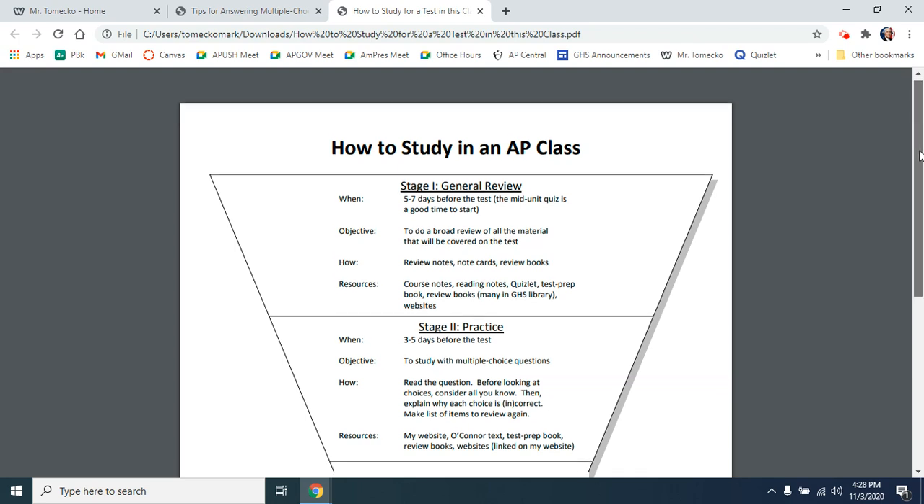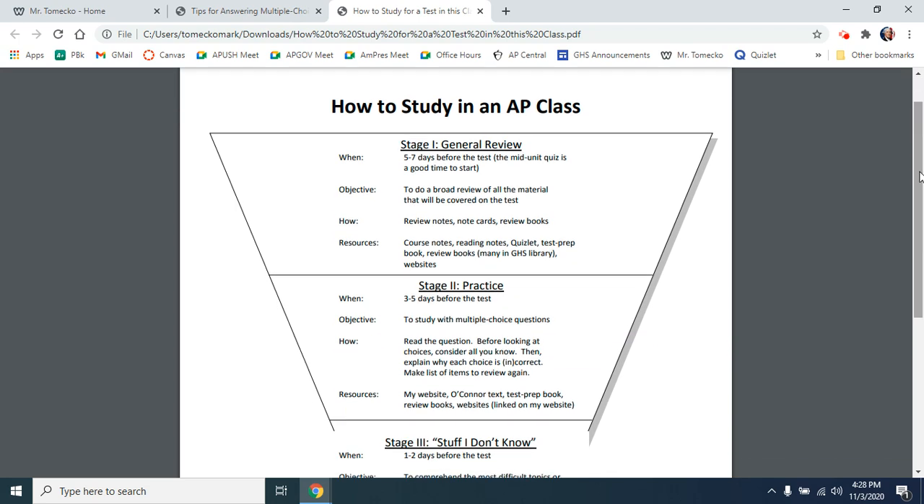So very quickly, in stage one, you're going to do what's called a general review. I often ask students, what does studying look like? When you study for a test, what does it look like? And students often tell me, 95% of the time, they'll say, well, I look over my notes, or I reread the notes you've provided us. That can't really be all we do when we study.